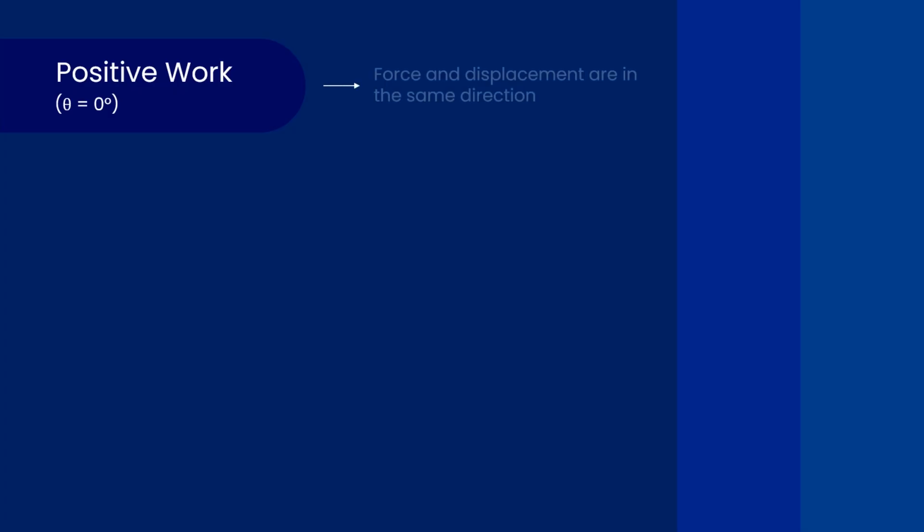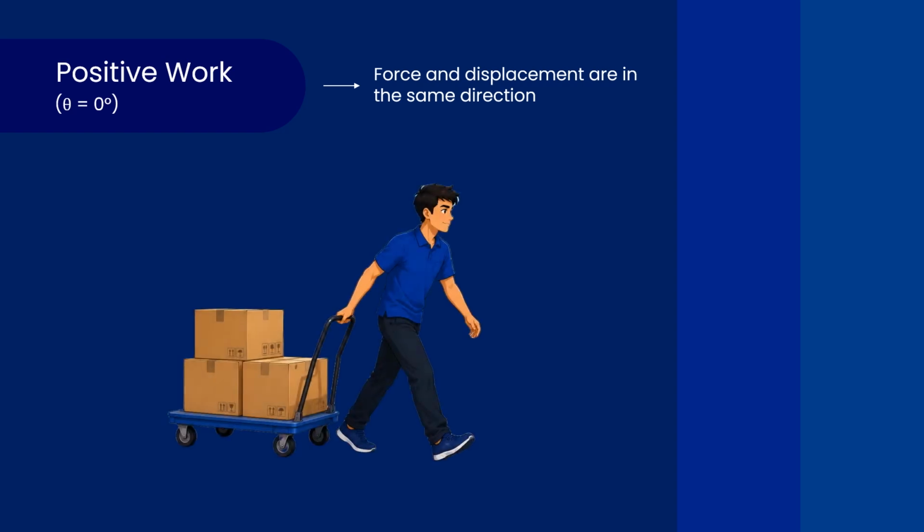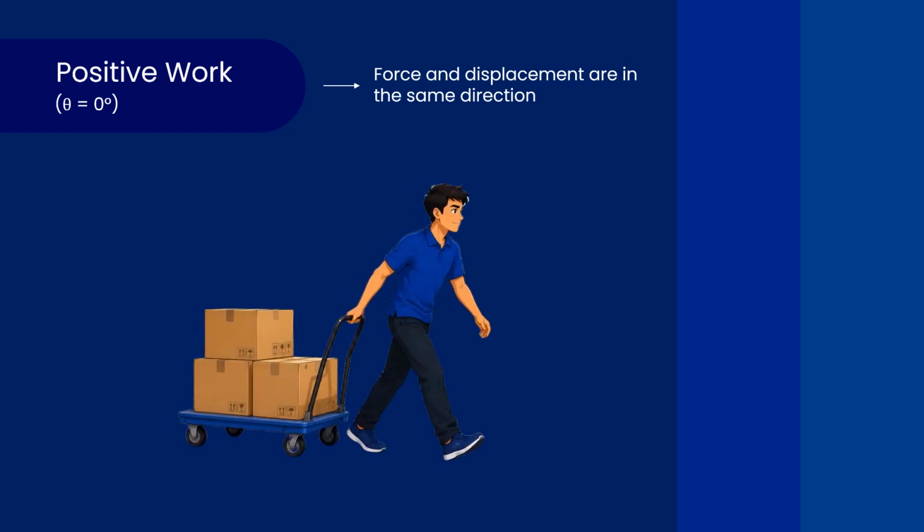Positive work is done when the force and displacement are in the same direction. In this example, the person is pulling the trolley forward and the trolley also moves forward. Since both the force and displacement are in the same direction, the work done is positive. Here the angle between the force and displacement is 0 degree.